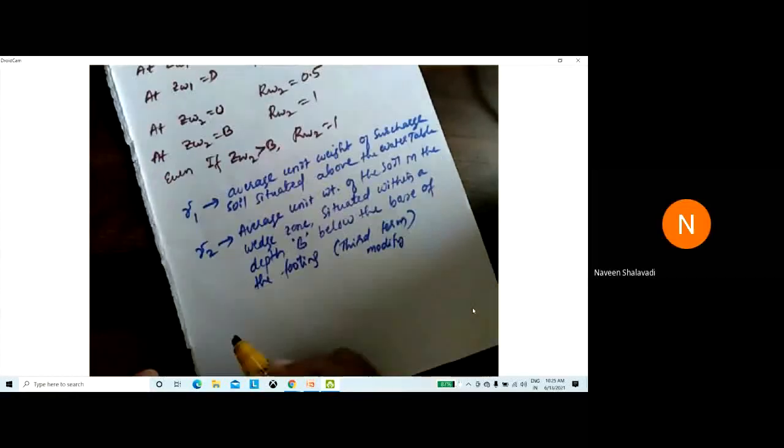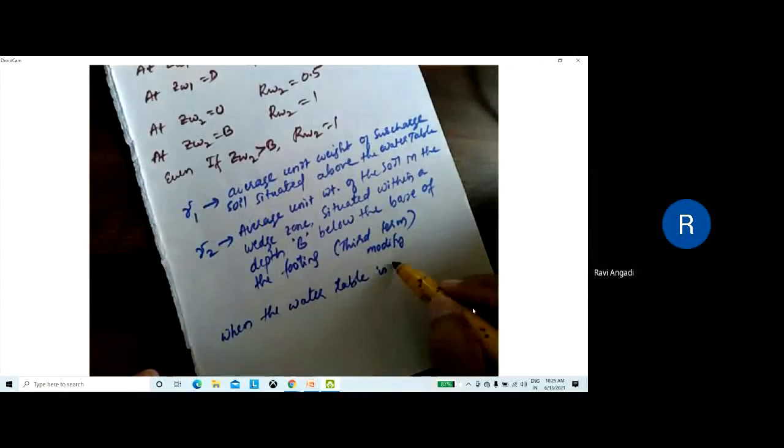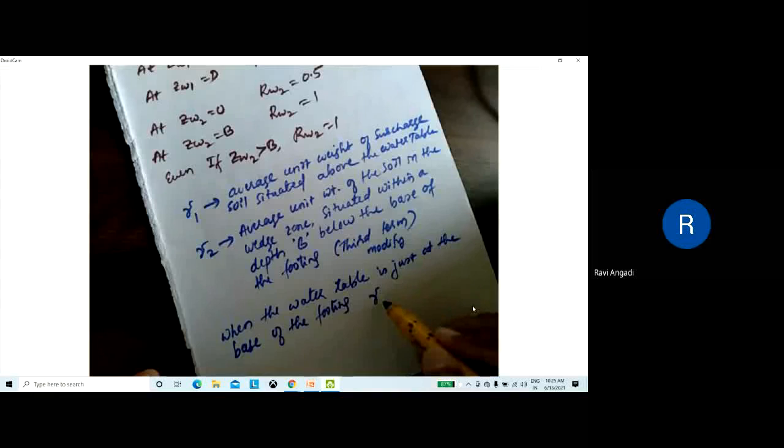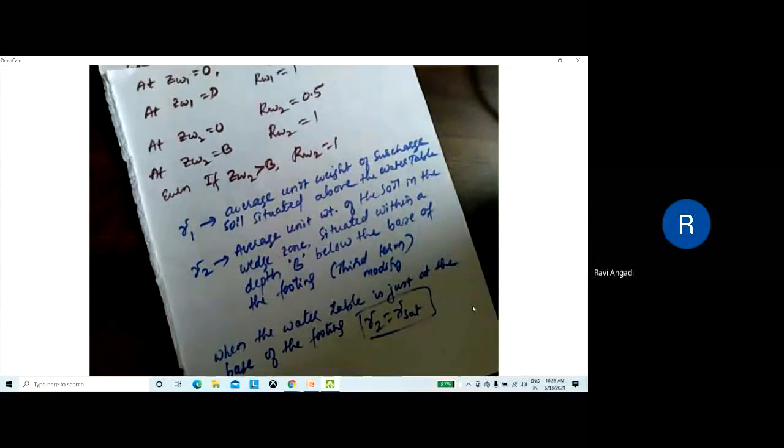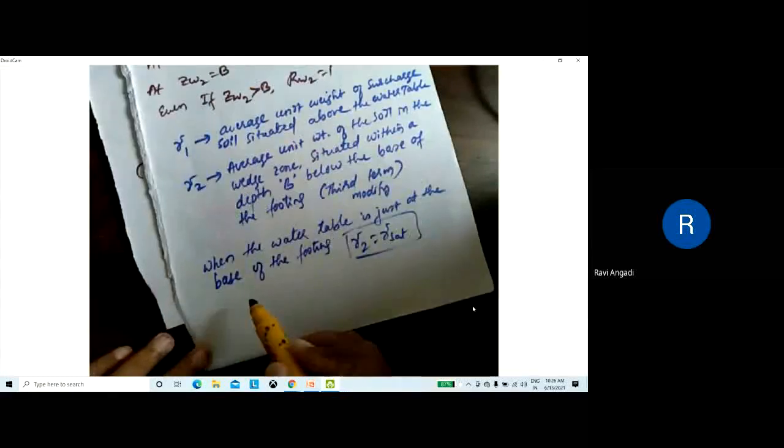Is it over? Next condition. When the water table is just at the base of the footing, you have to take gamma 2 equal to gamma saturated. Gamma 2 to be taken as gamma saturated. Is it over?